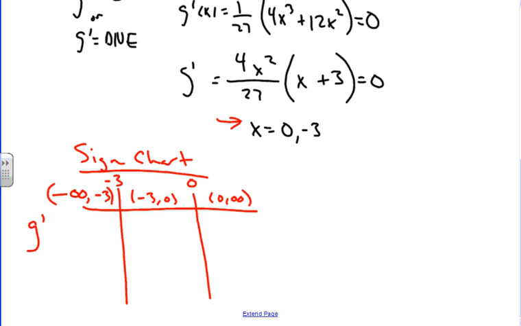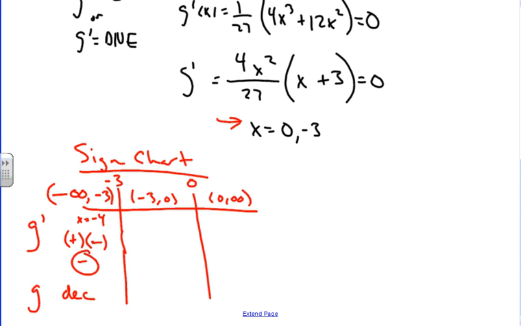So I'm going to plug in a -4. If I plug in -4 into my derivative, g prime, what do I get? A positive value, and then a negative value. So positive times a negative is going to give me a negative value, so I only care about its sign. I get a negative answer, which means that g is decreasing on this interval.